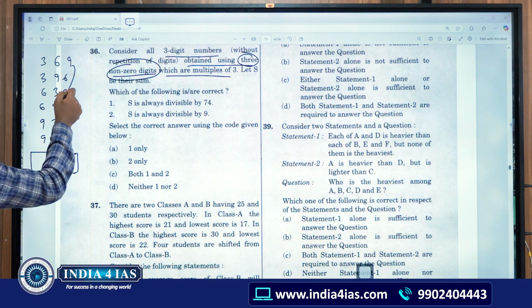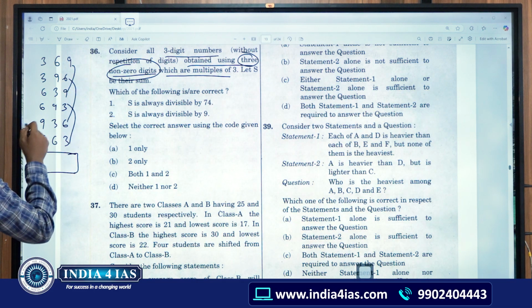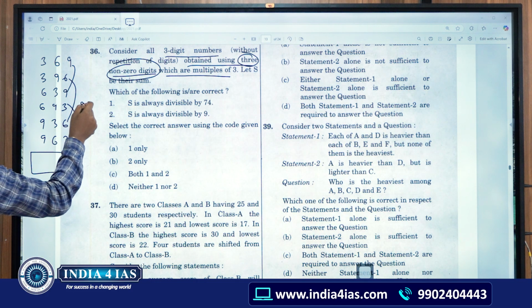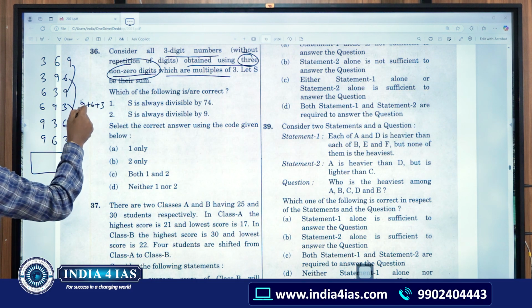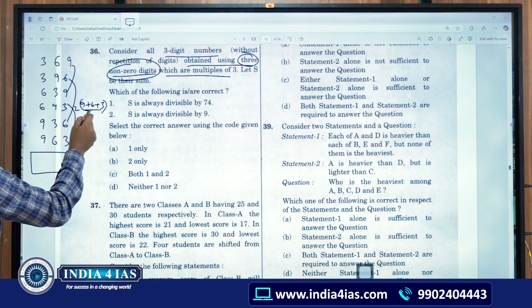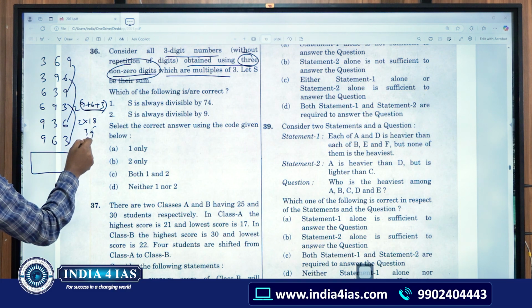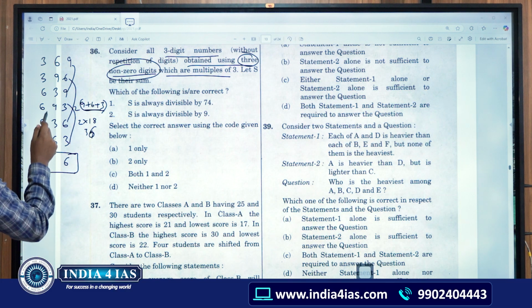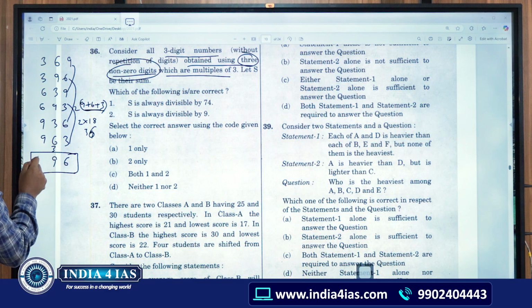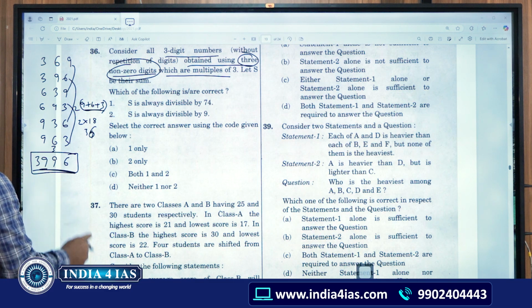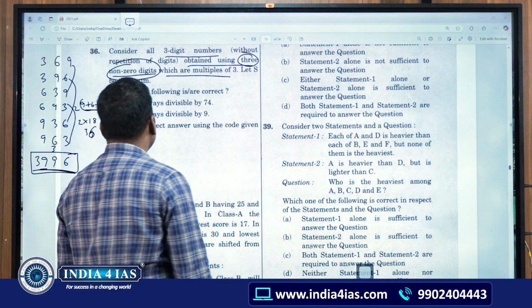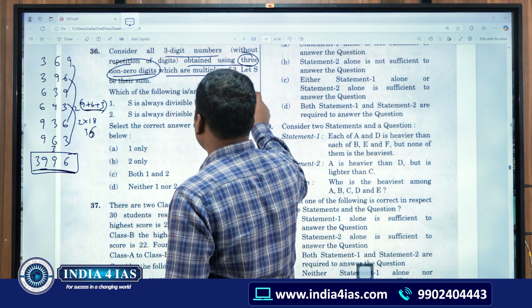If you take 9 2s, 6 2s and 3 2s, that is 9 plus 6 plus 3, twice, into 2. 9 plus 6 plus 3 is 18. 18 into 2 is 36. So 6, 3, then 36 plus 3, 39, then 39. 3996 is our sum. They are asking which of the following is or are correct.